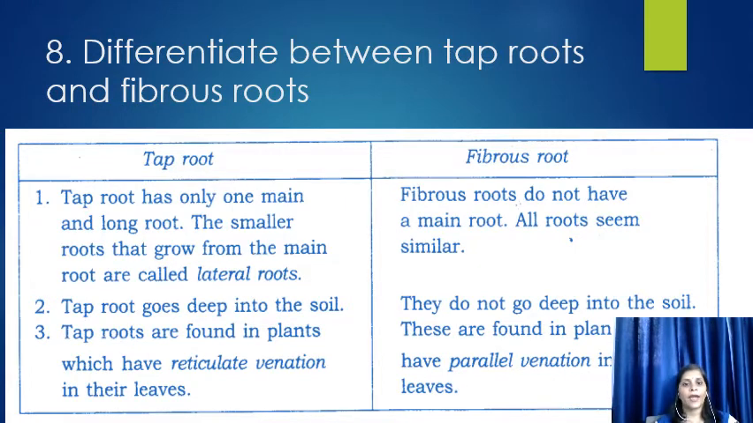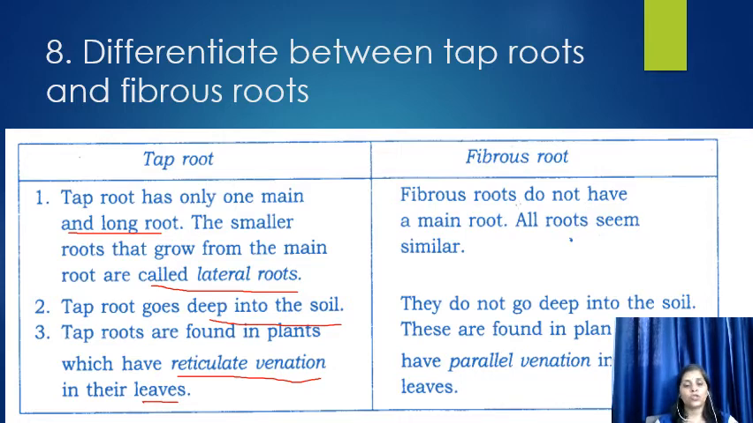Differentiate between taproots and fibrous roots. Taproot has only one main and long root, and the smaller roots that grow from the main root are called lateral roots. To support it, you can draw the diagram of the taproot, which we have already drawn in our classwork notebook, and in my detailed explanation of the chapter we have already drawn the structure of the taproot. Taproot goes deep into the soil, and taproots are found in the plants which have reticulate venation in their leaves.